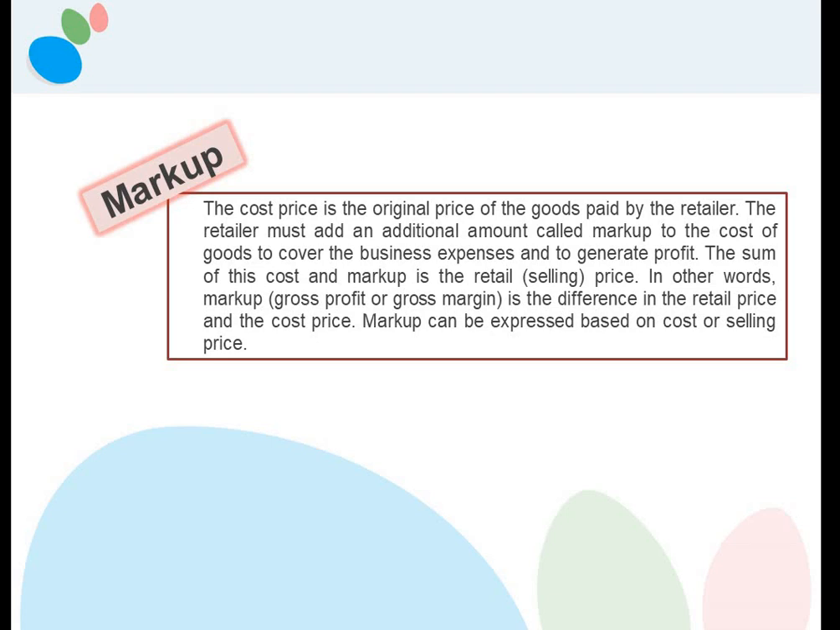Therefore, you must add some additional amount, and that additional amount is called markup, to the cost of goods or to cover business expenses, such as your delivery cost or any other cost incurred for you to do the business, and also to generate profit. Okay, so let's say you buy the tudung at 10 ringgit. So 10 ringgit is your cost, and then you sell it for RM15. Okay, so the difference of 5 ringgit is your markup.